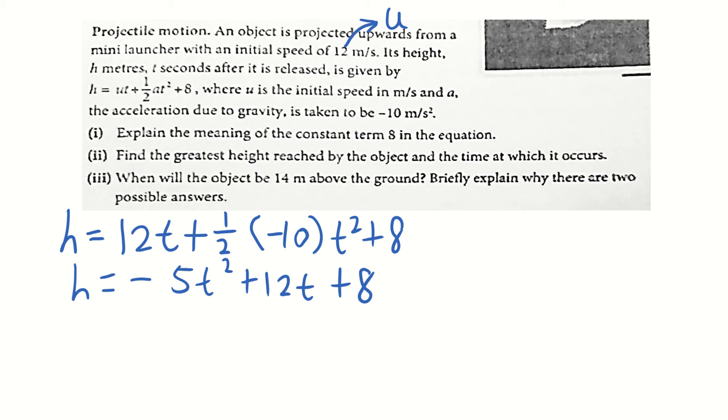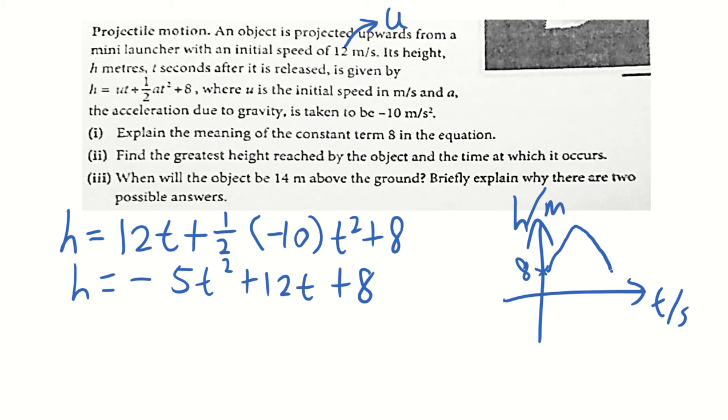For part 2, find the greatest height. So basically, for this equation, if we were to sketch a graph of height against time, this object started out at 8 meters, right, before it even started to move upwards. Then this object will continue to move up, and then it will come back down. So for part 2, the question is asking us to find out what is the greatest height, as well as the time at which it occurred. So basically, find out the coordinates of the point that is labeled in red.